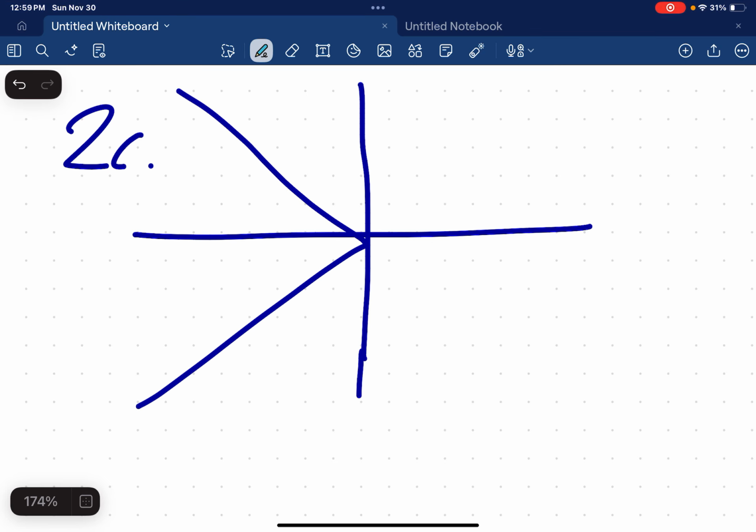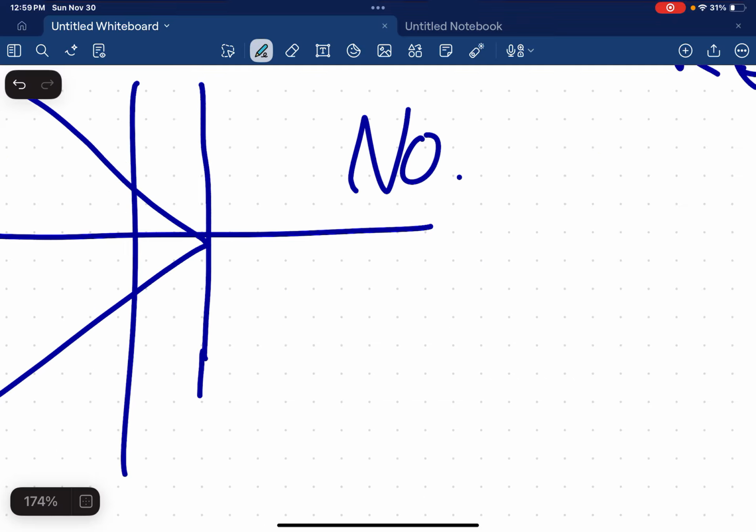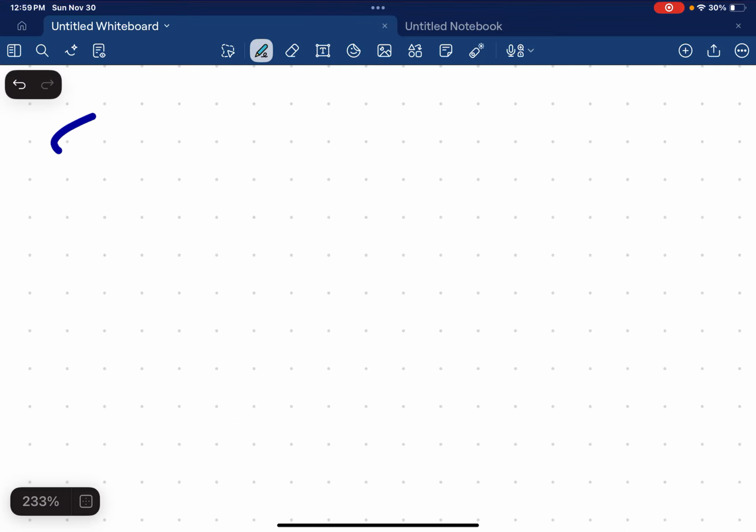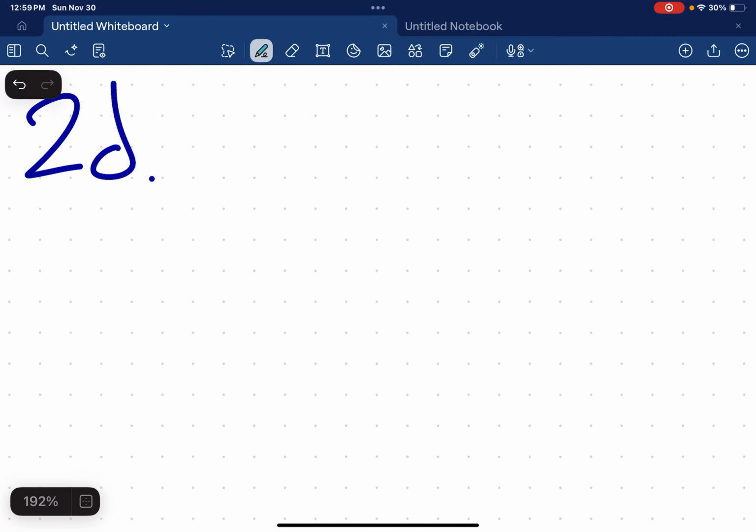Alright, next it gives us this little thing. This looks like an absolute value function that was flipped 270 degrees. But this does not pass the vertical line test, so it is not a function. 2D is next.